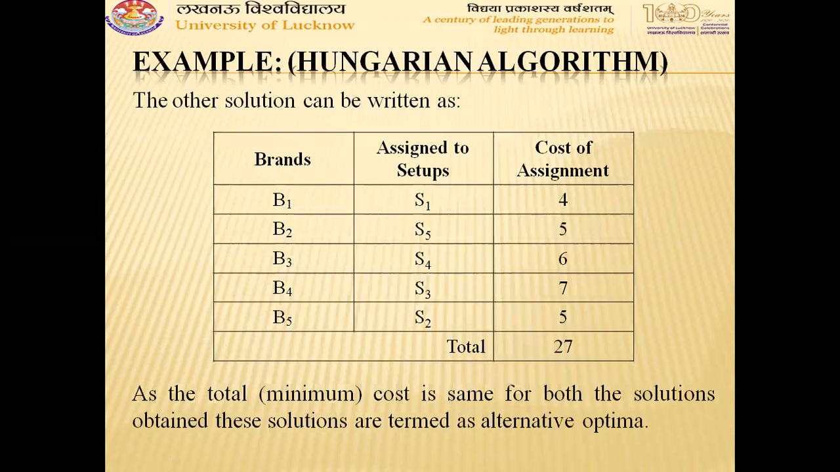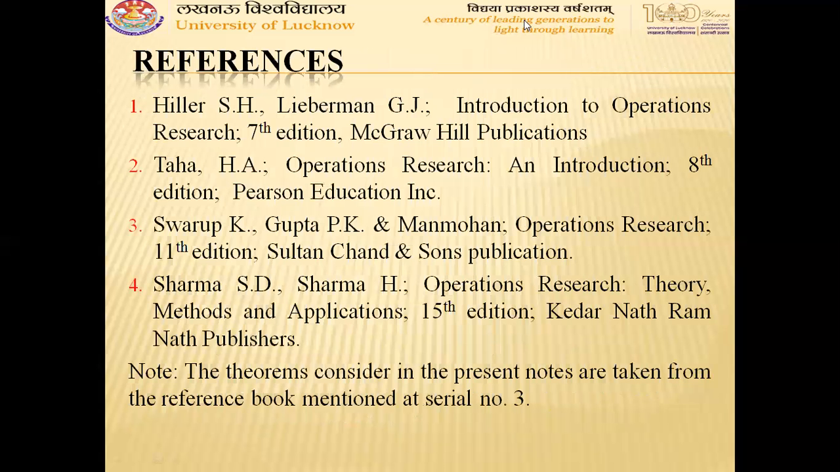And again, if we write it in the same way, that is, the cost from the original assignment matrix, then it will also give a total of 27, which is equal to the previous one. So we can say that if the same rows and columns contain more than one zero, then we can also obtain an alternative solution having the same minimum value. That is, it is a case of alternative optima in the assignment problem. These are the references considered.